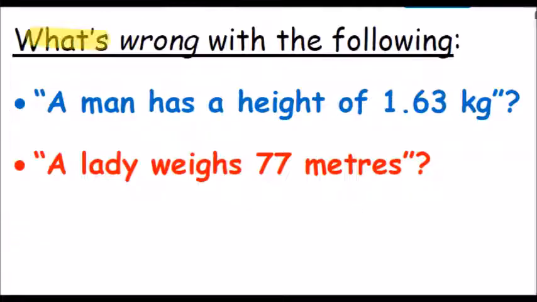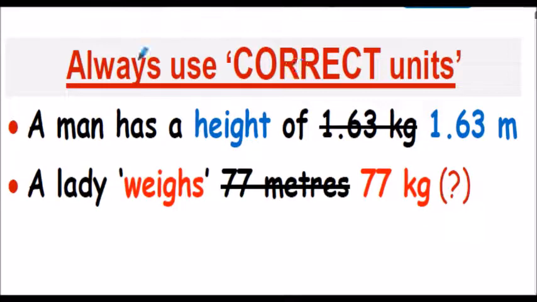Firstly though, what would be considered wrong with the following statements? A man has a height of 1.63 kilograms, a lady weighs 77 meters. Well, quite obviously, we've stated totally incorrect units. So the first point we're going to make is that we always use the correct units for a particular quantity. So the man has a height of 1.63 meters, that would make sense. And the lady weighs 77 kilograms.